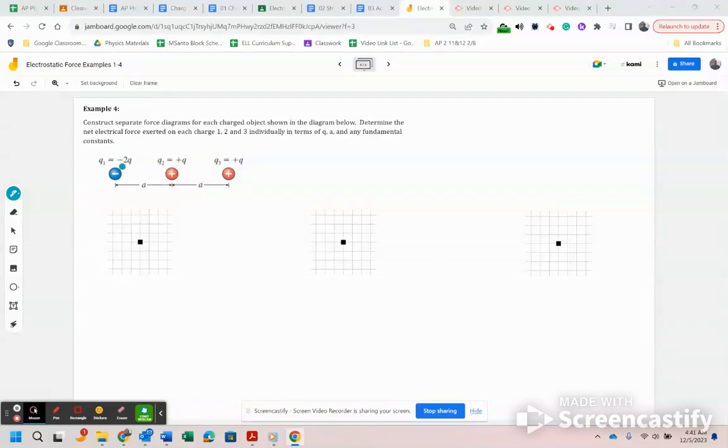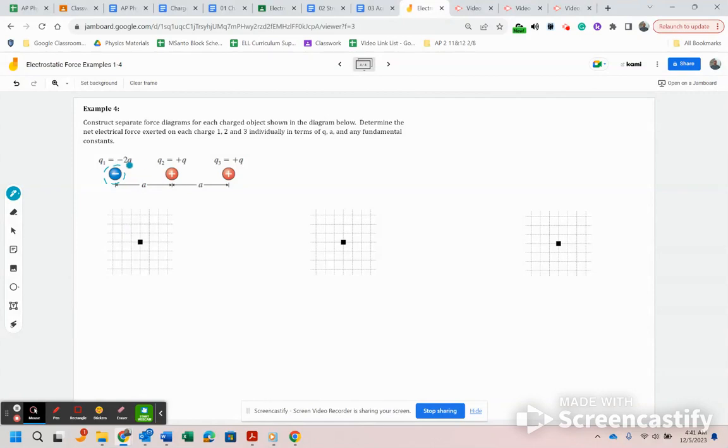Okay, so here what we're going to do is look at the net electrical force on each charge, 1, 2, and 3. We're going to find what those are in terms of K, Q, and A, and any fundamental constants.